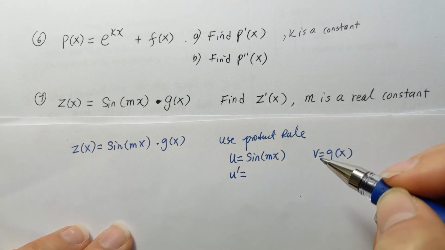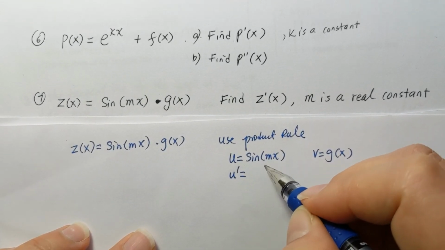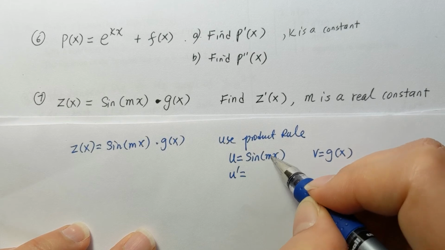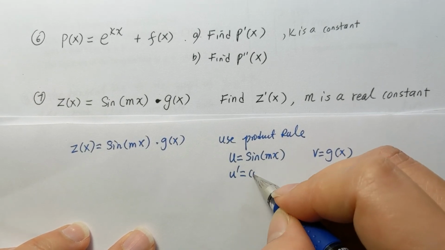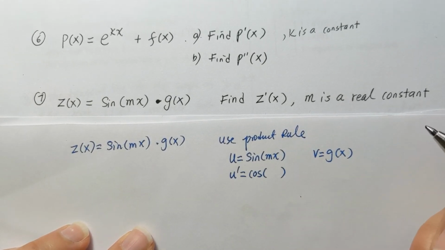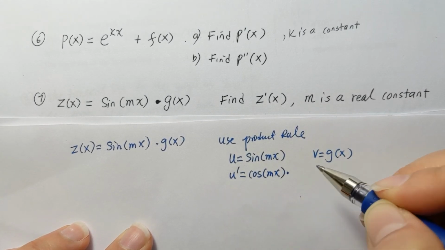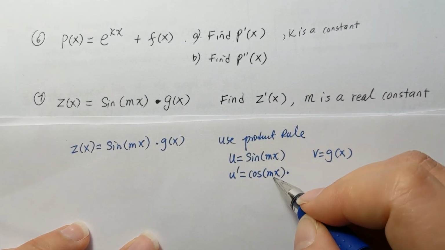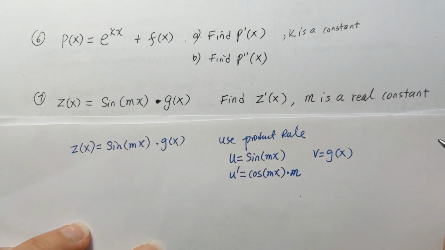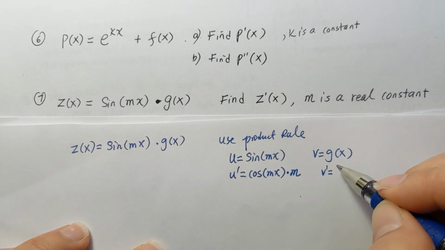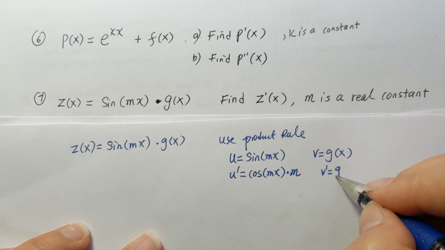U prime, so now we have to use a chain rule over here. The outside is sine, inside is mx. So we have cosine of something. Now we're going to put mx inside. As soon as we finish, we find the derivative of this will be m. And what's the derivative of g? It will be g prime.